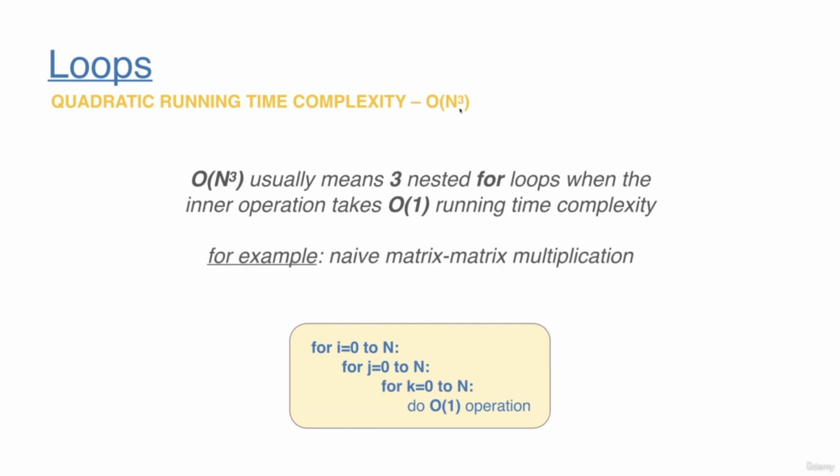What about order n cubed? In this case, we have 3 nested for loops. We have the i that starts with 0 up to n, we have j that starts with 0 up to n, we have k that starts with 0 up to n, and then we do some constant running time complexity related operation. For example, with matrix-matrix multiplication, the brute force approach has order n cubed running time complexity.